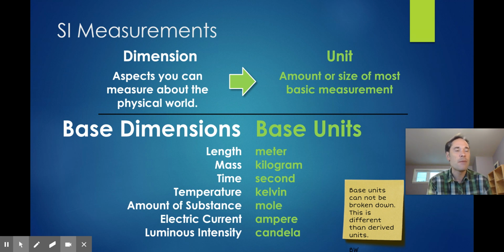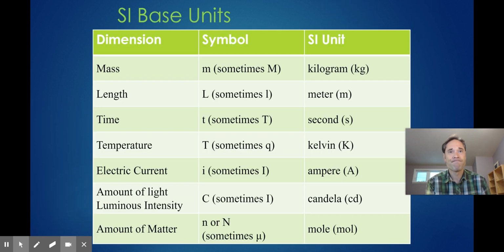Time is second. Temperature is measured in Kelvin. Amount of substance is the mole, which you might have run into in chemistry. And electric current is an ampere. And luminous intensity is the candela. So these are all the base units for the base dimensions.